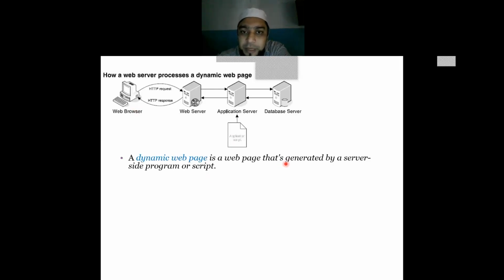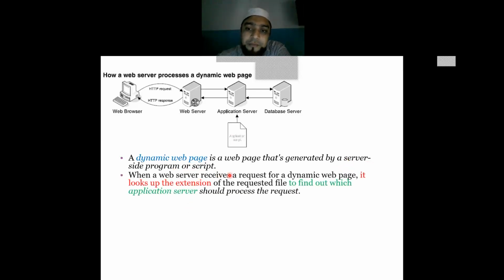So a dynamic web page is a page that is generated by a website program or script, in simple terms. Whenever a request is made, first the request goes to the web server, which looks up the extension. If it finds that the extension is just for a normal HTML page, it's static. But if that HTML page is in combination with a certain program on the application server, the web server will try to find out which application server is needed.